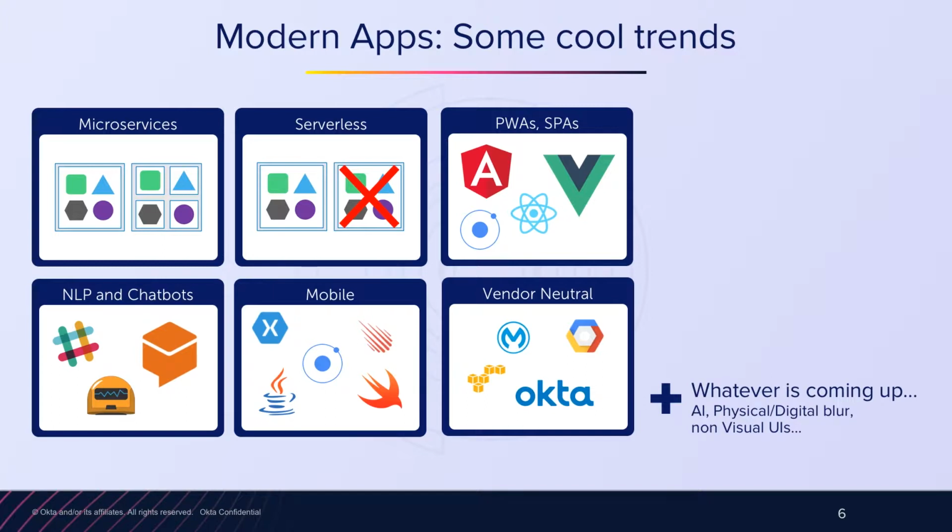These are just few examples, and there are a lot of things coming up, such as artificial intelligence, physical and digital blur, non-visual UIs. There are several trends, but the good news is that all those trends, they use that same kind of app architecture, the modern app architecture we explained in the past slides. So they segregate components, expose the backend through REST APIs, and the UI can consume those through HTTP protocol on the internet.